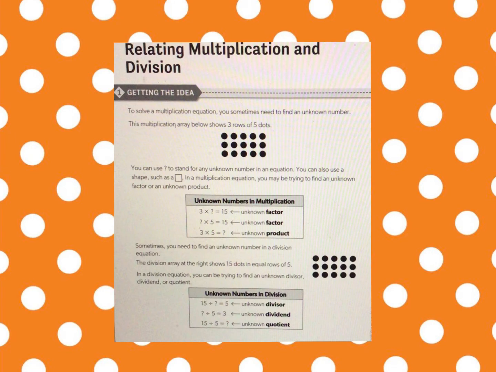To solve a multiplication equation, you sometimes need to find an unknown number. This multiplication array below shows 3 rows of 5 dots. We have 3 rows, 1, 2, 3 of 5 dots. 1, 2, 3, 4, 5.